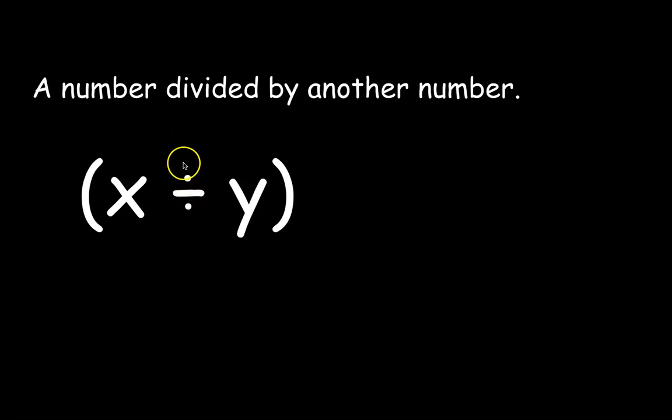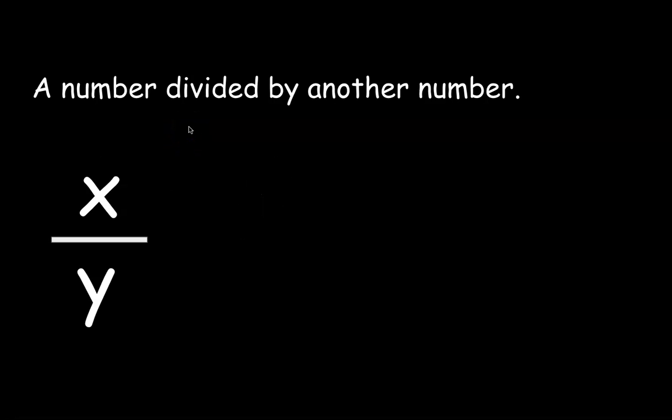A number divided by another number. Me, boring again. X divided by y. You all agree? Or in brackets. But we try and get rid of division signs. So x divided by y is a number divided by another number. And you should know this from your fractions knowledge. Right? A half is 1 divided by 2.